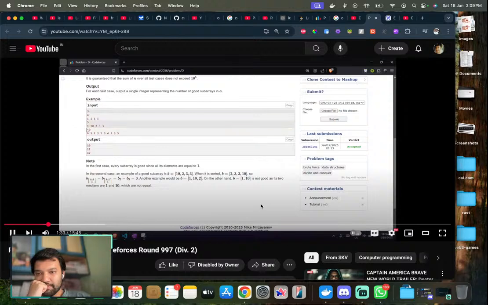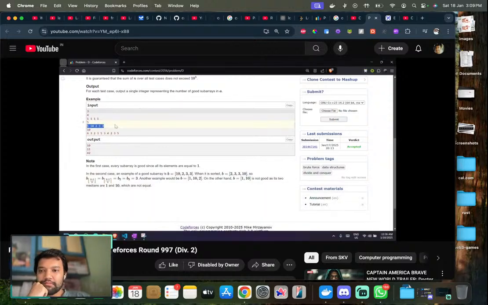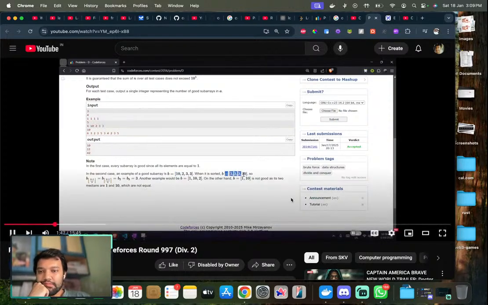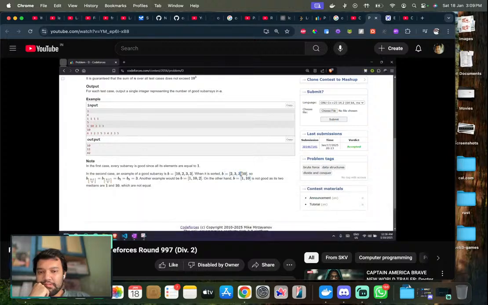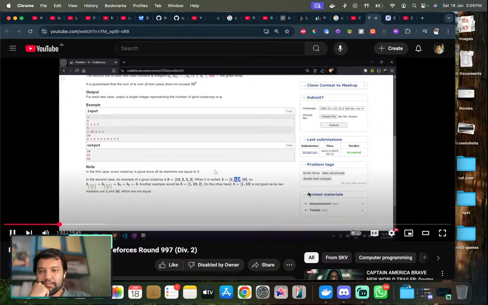And see the second sample: 1, 10, 2, 3, 3. Here it will become 2, 3, 3, and 10, where both the medians 3 are equal. So how to deal with this problem? The problem I faced was to find which of the even subarrays are the correct ones.